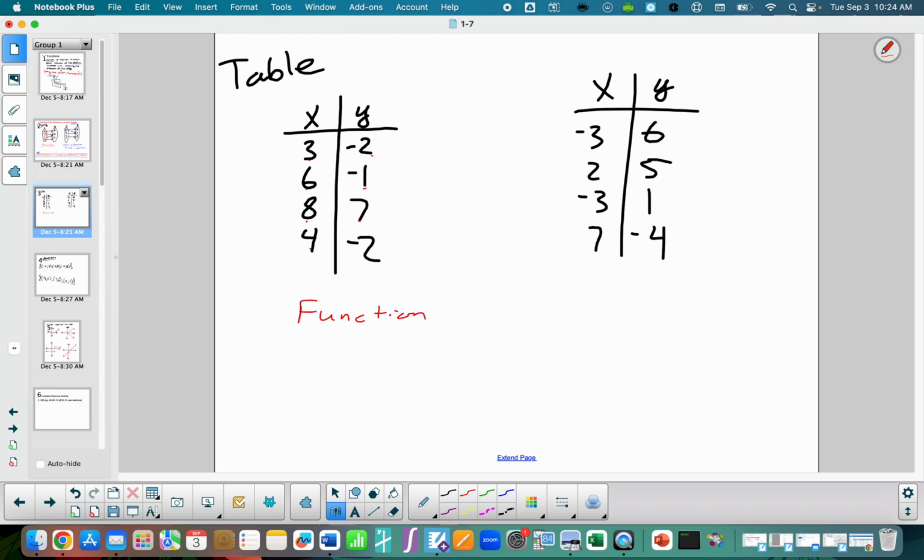But look at the one on the right. -3 has an answer of 6, 2 has an answer of 5, but here's another -3, and it has an answer of 1. So this is telling you right now, this is not a function. Because here the answer for -3 is 6, and now they're saying the answer for -3 is 1, and that's having two outputs for one input. So we'd say it's not a function. You only have to explain it if it's not a function. So we'd say it's not a function because -3 has two outputs.